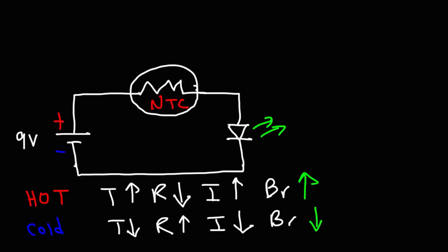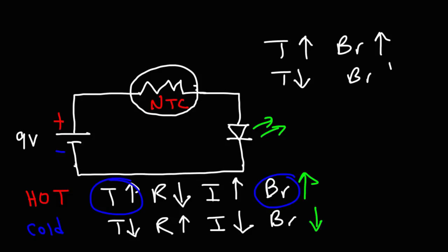So in this particular circuit, notice that there's a direct relationship between the temperature of the environment and the brightness of the LED. When the temperature goes up, the LED gets brighter. When the temperature goes down, the brightness goes down. So the brightness of the LED in this circuit indicates how hot or how cold the environment is. So in this way, you could use the NTC thermistor as a temperature sensor, where the brightness of the LED is a reflection of the temperature of the environment.